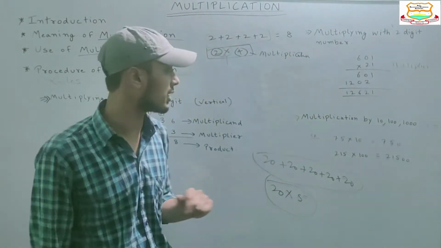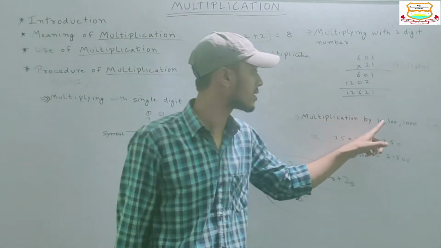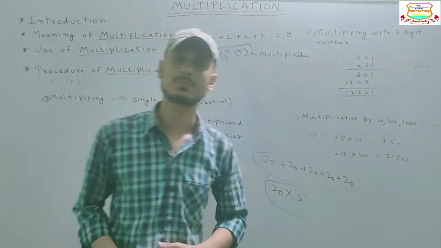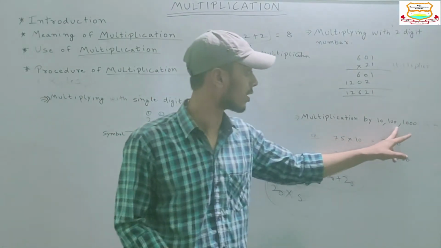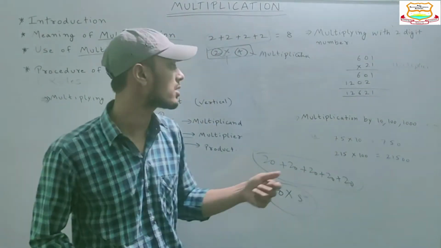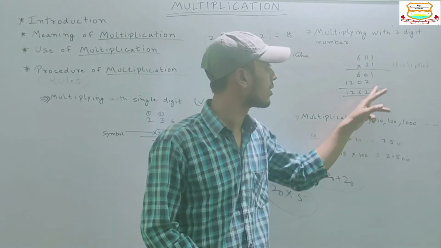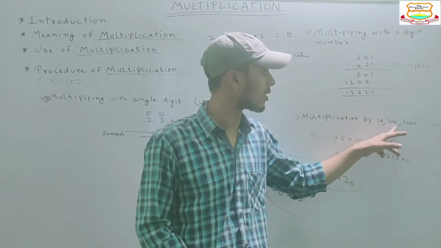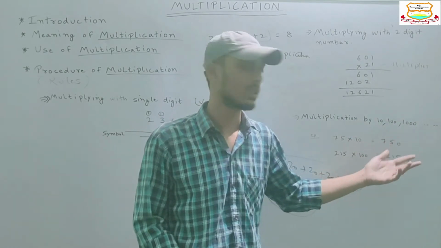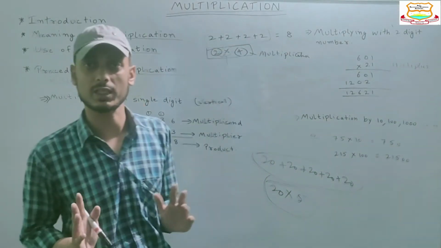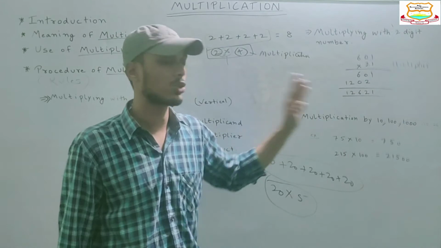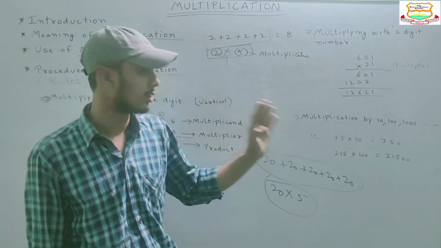Now the next topic is multiplication by 10, 100 and 1000. What I mean to say is, how can we multiply if the multiplier is 10, 100, 1000 or 1 lakh? What is the procedure for that? It is so simple.